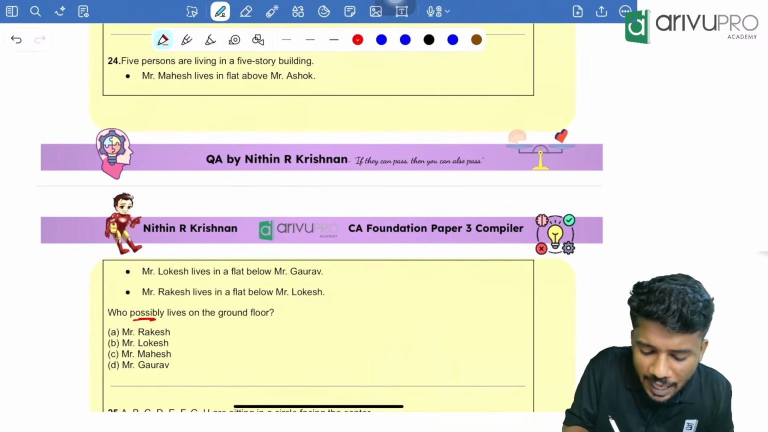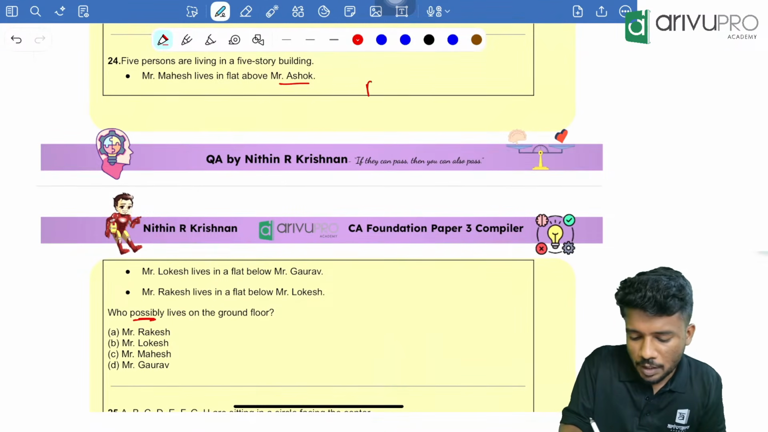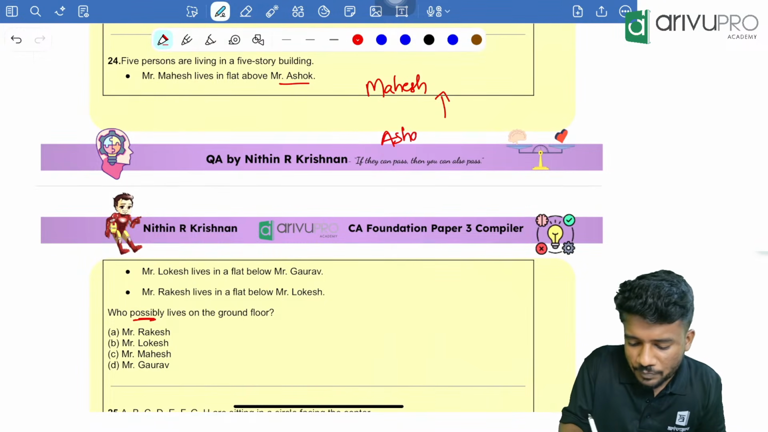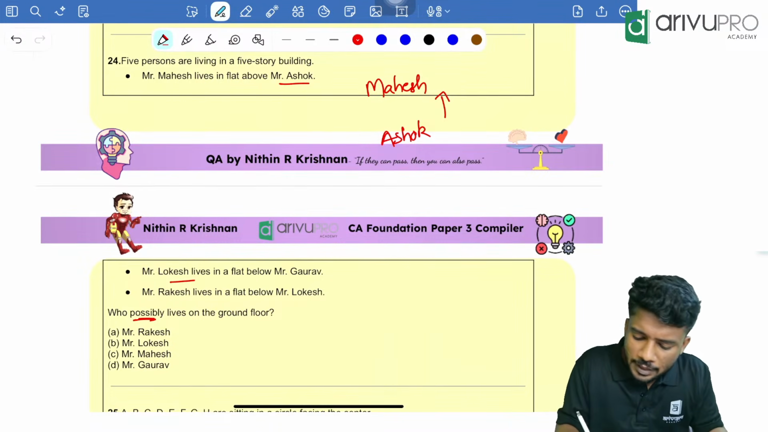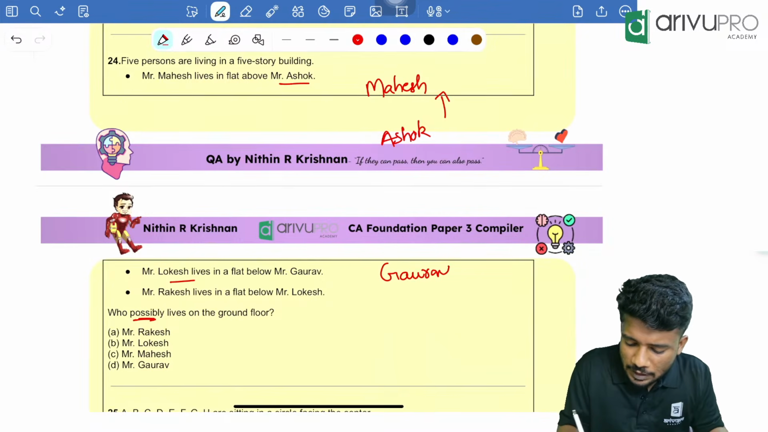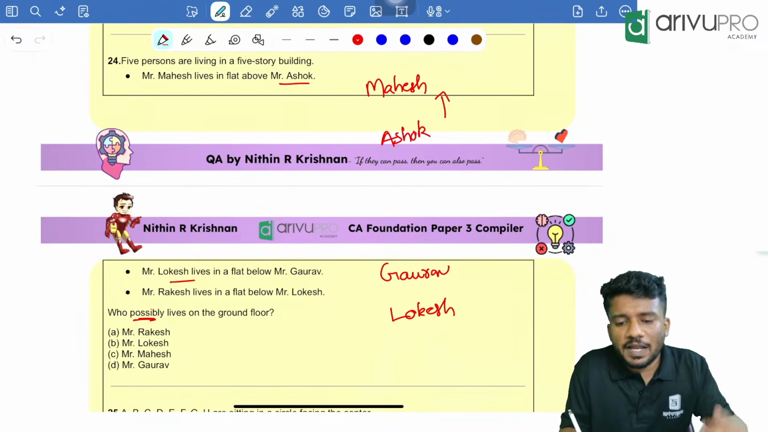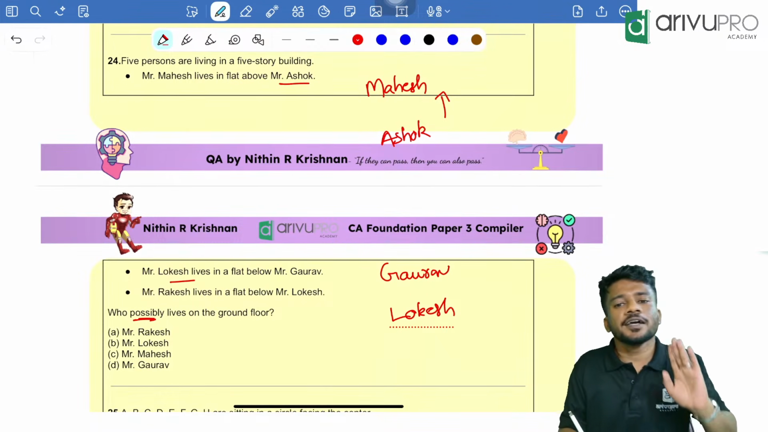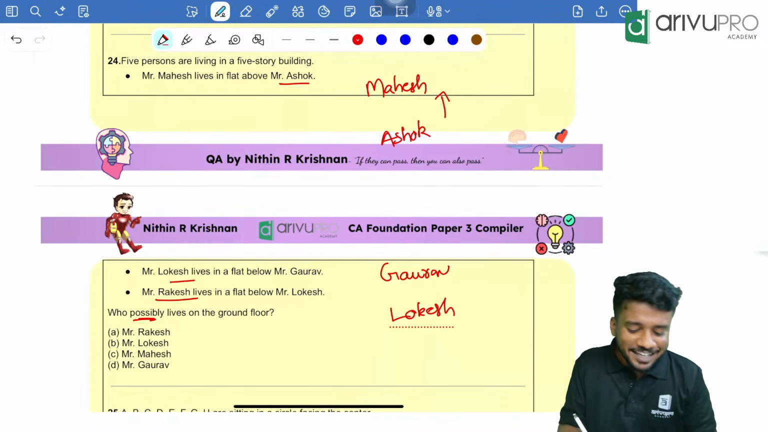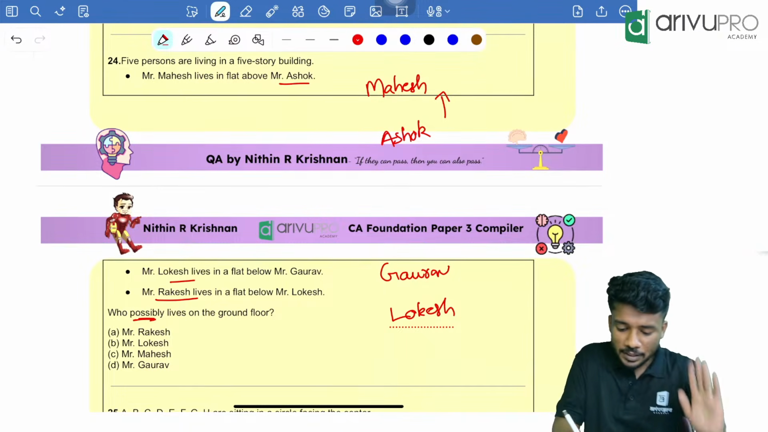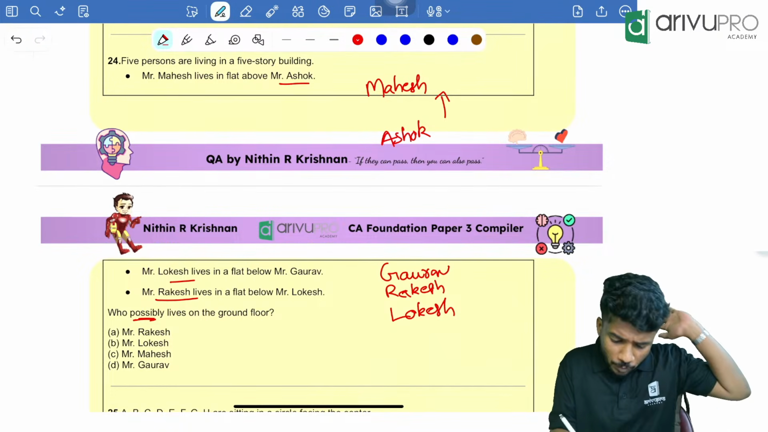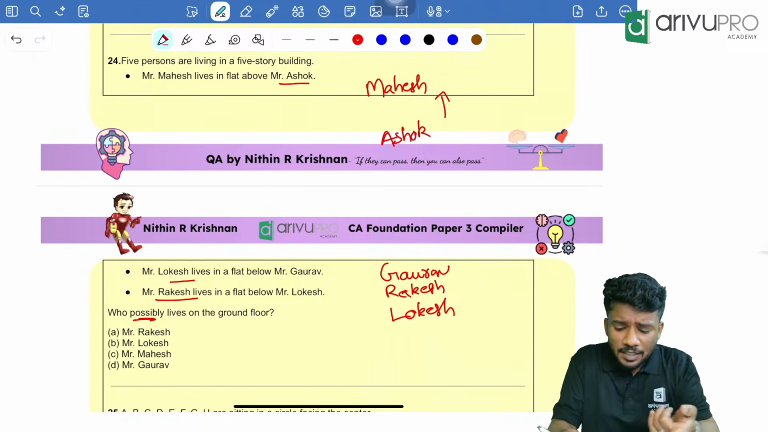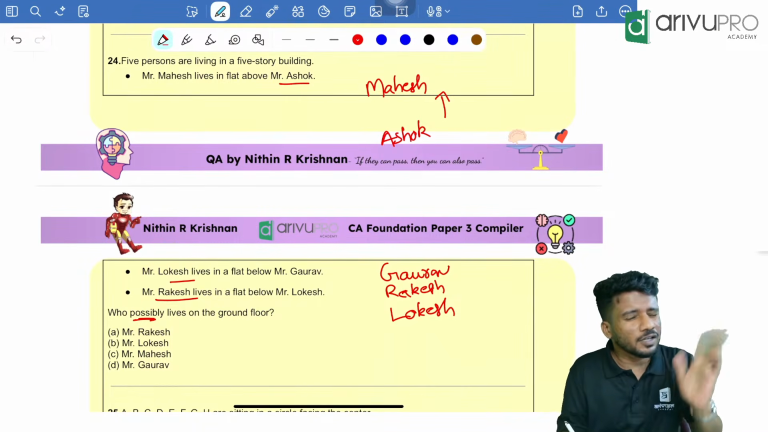Mahesh lives in a flat above Ashok. Let Ashok be over here. Then Lokesh lives in a flat below Gaurav. That means if Gaurav is there, then Lokesh is there in a flat below Gaurav. Rakesh lives in a flat above Lokesh. Rakesh, let it be over here. Now, people, Mahesh and Ashok's connection with Gaurav and Rakesh is not given in the question.